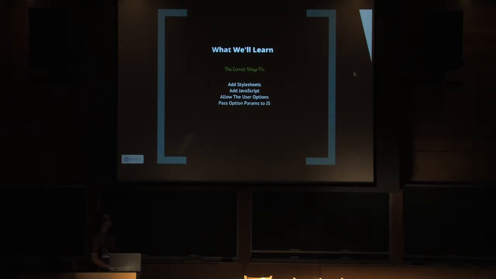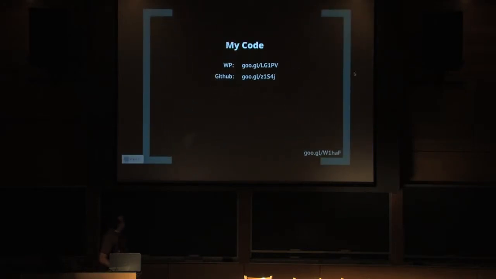What we're going to learn is how to add style sheets properly, the way George was talking about, using registering and enqueuing, as well as JavaScript. Also allowing the user to set options in an option page and then pass those parameters to JavaScript. On WordPress, that is the short URL to my plugin, and on GitHub, that's also the code. I was having some trouble getting these to work, and I think I've figured it out, so I may make a few edits as we go. If you want to follow along, I'll just be walking you through my code and showing you what I did.